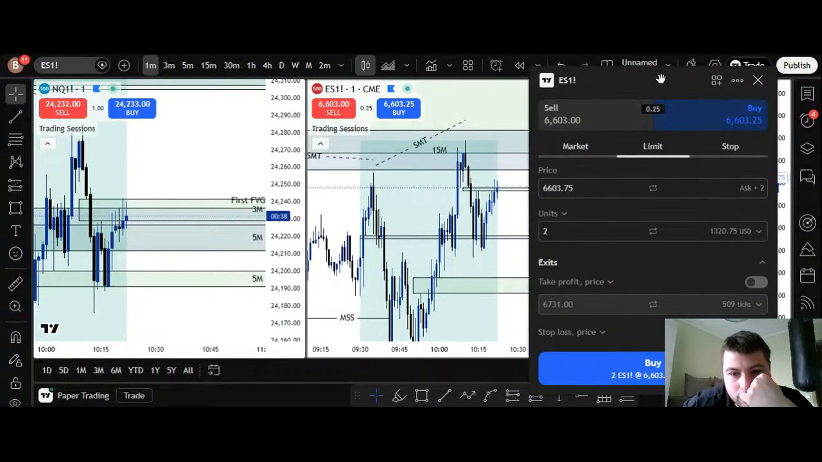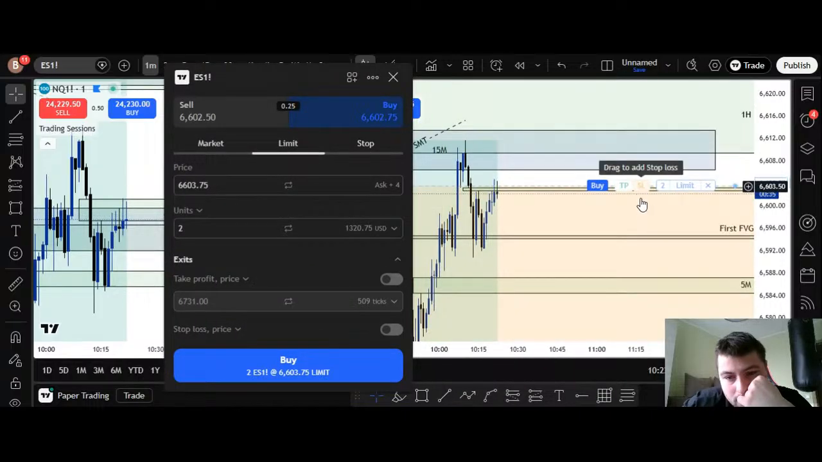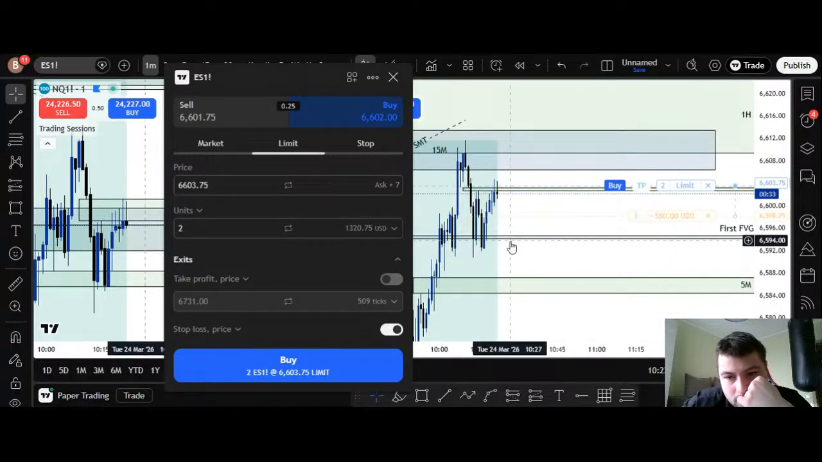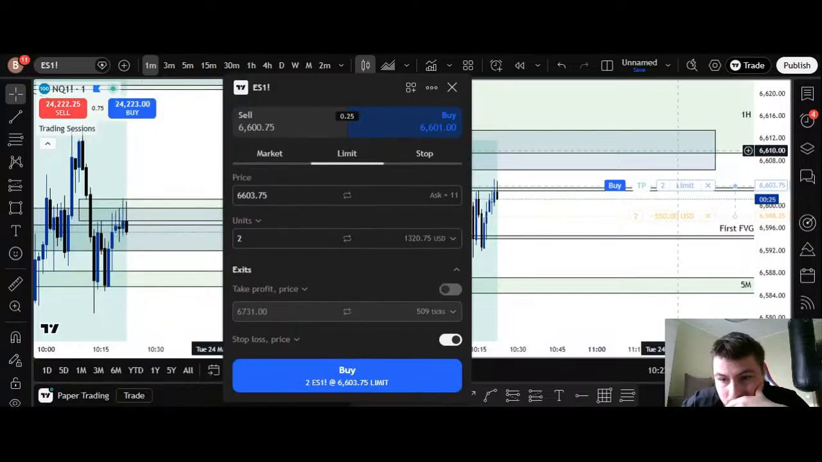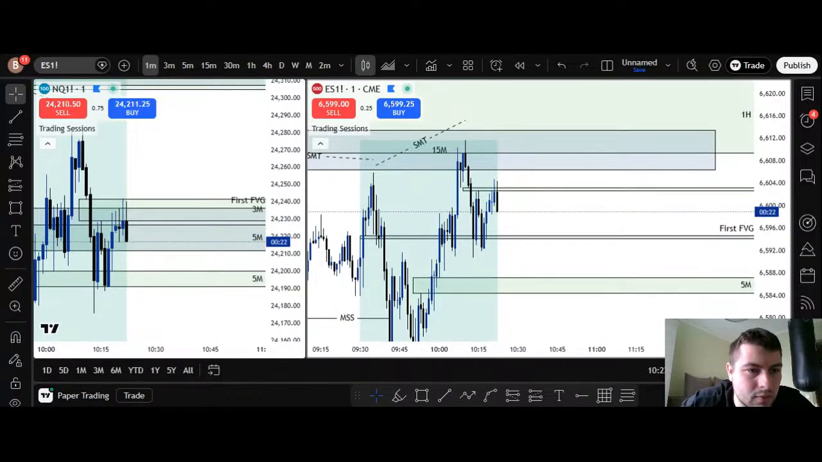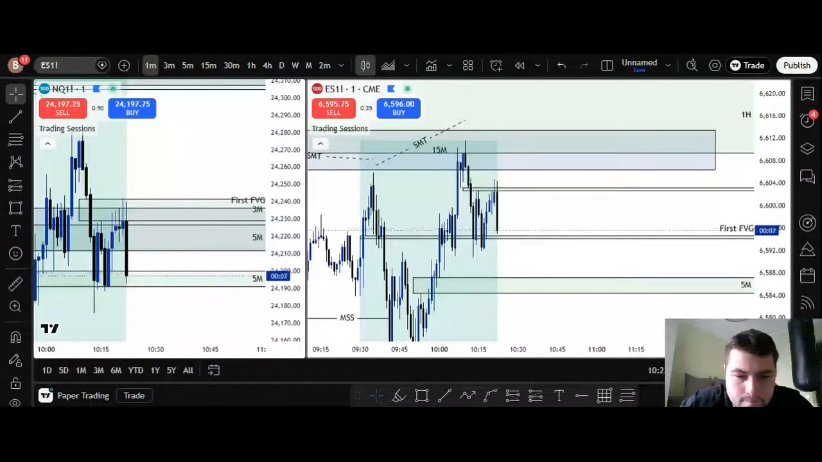Let me try to place the limit. Nobody really wants to see my stop loss if I risk 2 contracts. How many? 2 contracts for ES 550 at this point. Okay, I'm turning on mini Nasdaq on the other tab.